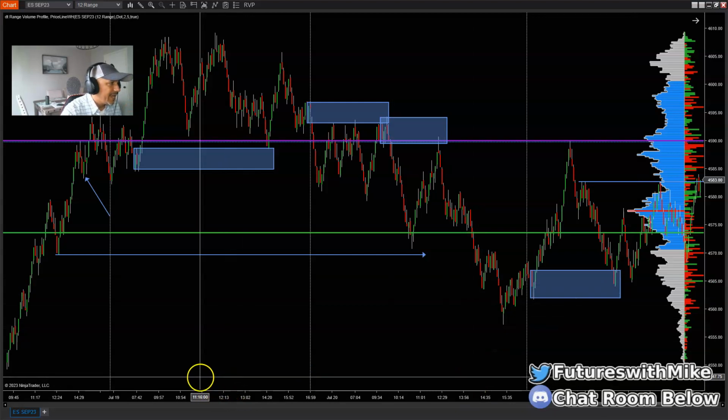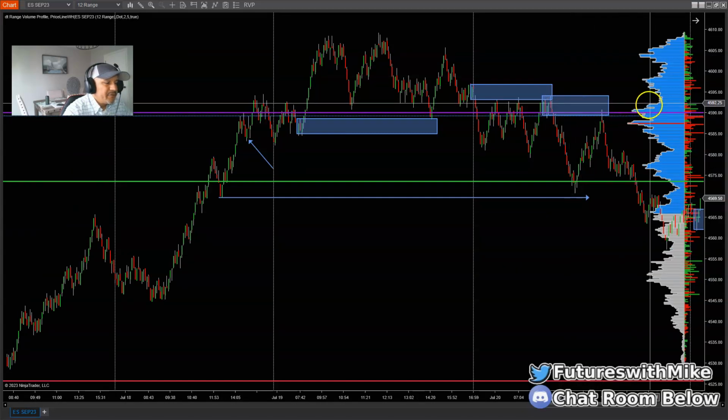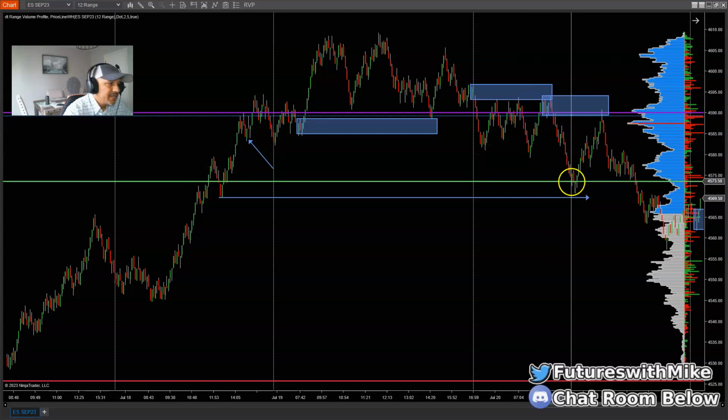Okay, so let's take a look at a supply area. I talked about the supply zone yesterday, I believe it was, in a video. But if you look where this box right here is, this is a supply area, okay? We got a break of structure to the downside.